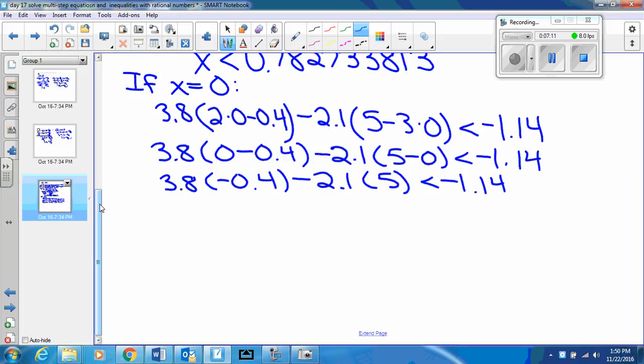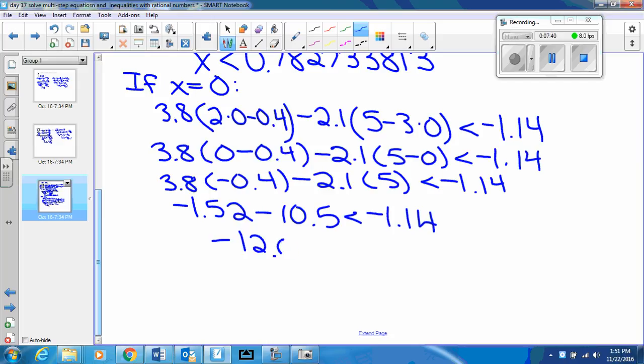Now we do the multiplying. Again, I'm using my calculator to help me. 3 and 8 tenths times negative 4 tenths is negative 1 and 52/100 minus 10 and 5 tenths is hopefully less than negative 1 and 14/100. Now I do the subtracting on the left-hand side. And I get negative 12 and 2/100, which is less than negative 1 and 14/100.